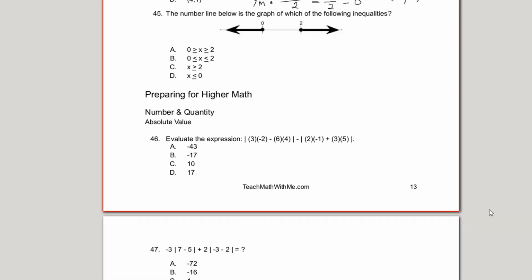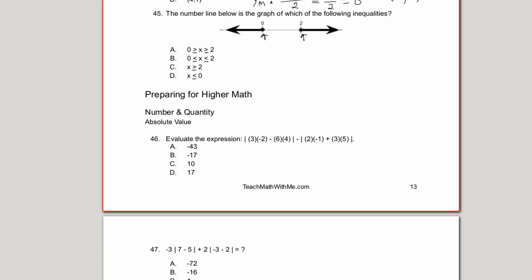Now let's take a look at question 45. The number line below is the graph of which of the following inequalities. So we're looking here at an inequality question, and what we want to see is what is graphed. The first thing I like to look at is we have solid points, so that's going to be an equal, less than or equal, greater than or equal. When we look at our answer choices, all these have a greater than or less than or equal, so that's not going to eliminate anything.